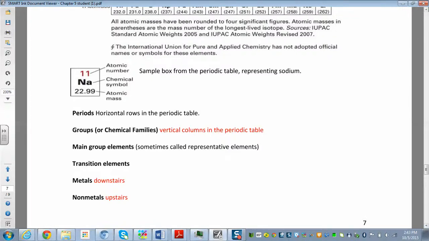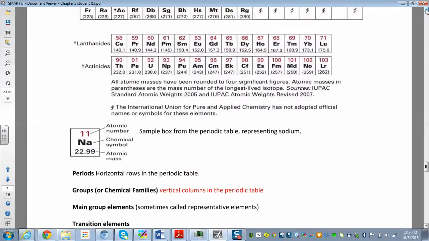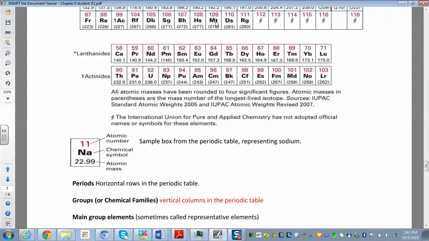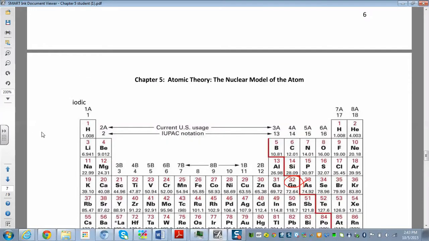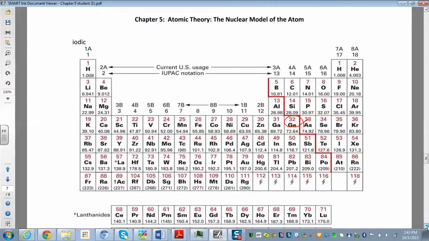As far as other terminology related to the periodic table, each one of these horizontal rows is called a period. So anything in that particular row is a period. When you're looking down the columns, each column is its own group or chemical family. Some of those groups have names. These are called the alkali metals. Group 2 is the alkaline earth metals. Over here, these are the alkali metals up here. This is the alkaline earth metals.